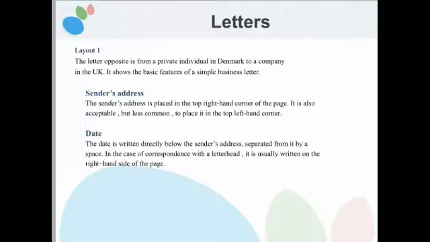Okay, the first is letters. Layout 1. The letter opposite is from a private individual in Denmark to a company in the UK. It shows the basic features of a simple business letter.